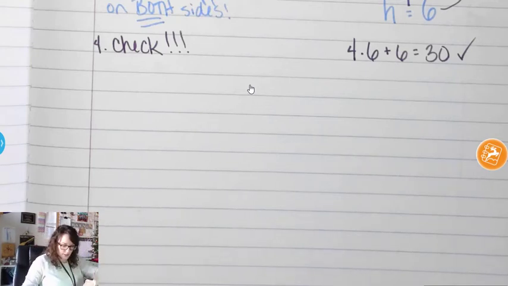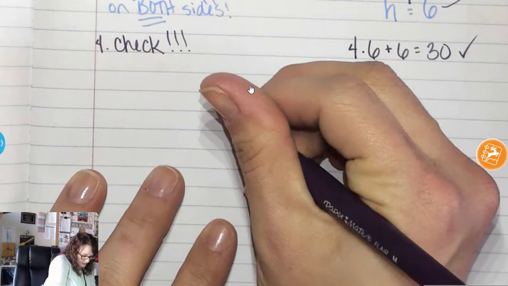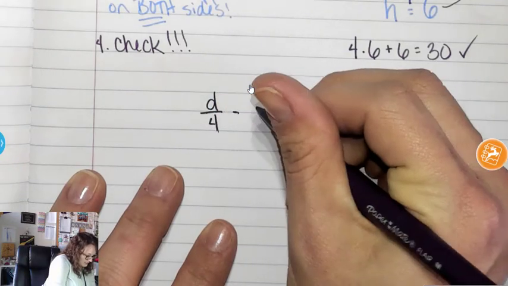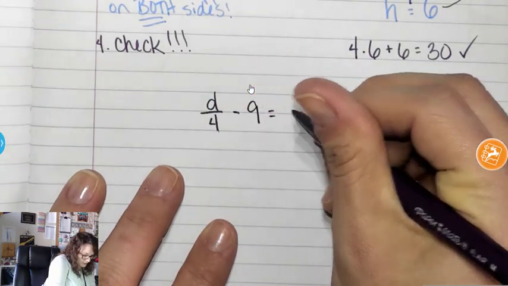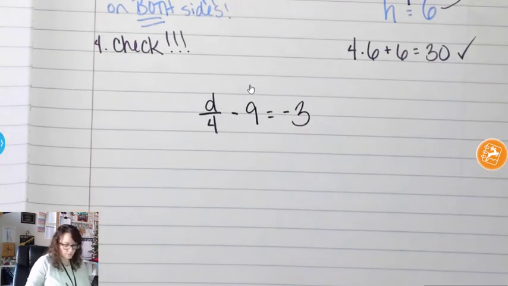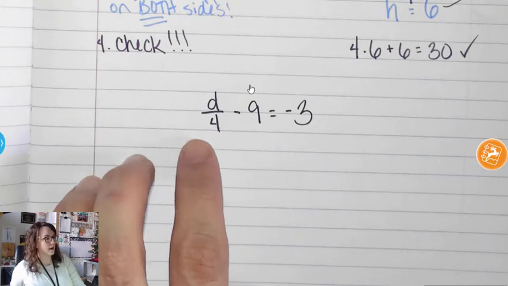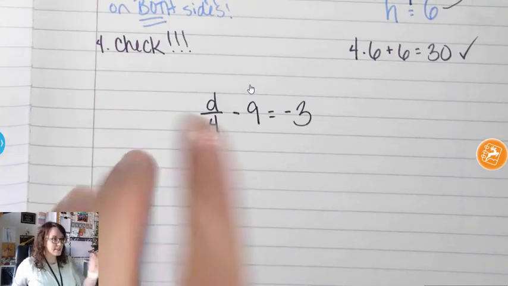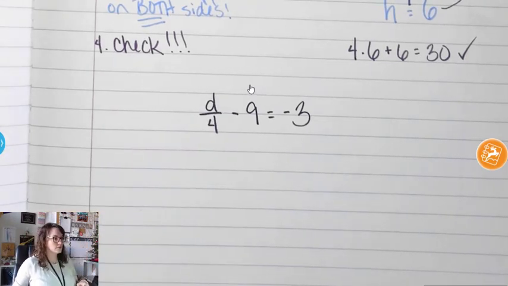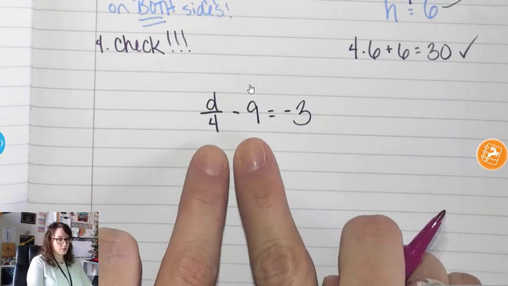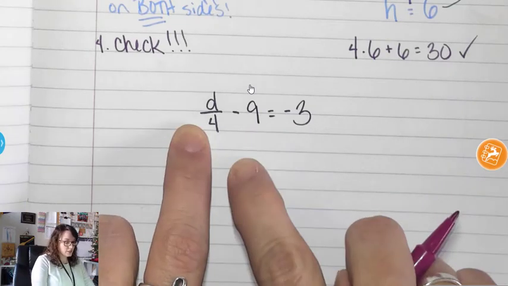All right, let's do one more just based on what people struggled with last period. D divided by 4 minus 9 equals negative 3. Now notice I said D divided by 4. This is not D over 4. Over is a direction. So what two operations are in the problem? Division and subtraction.